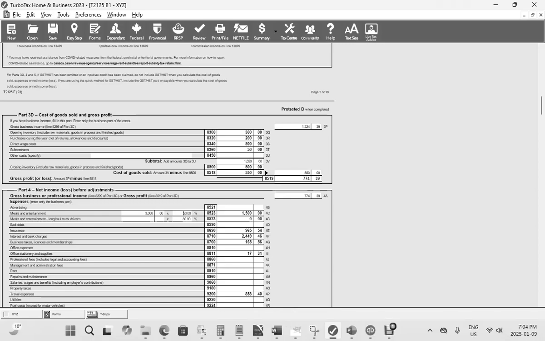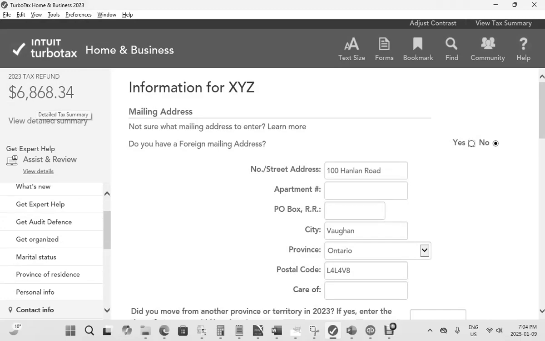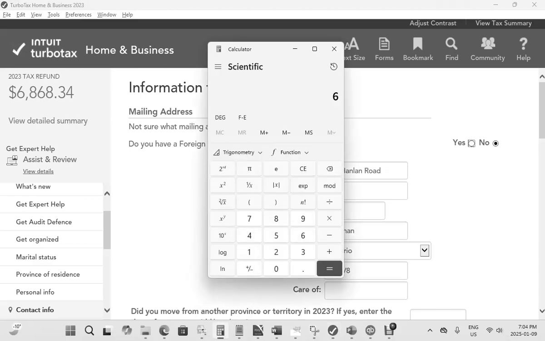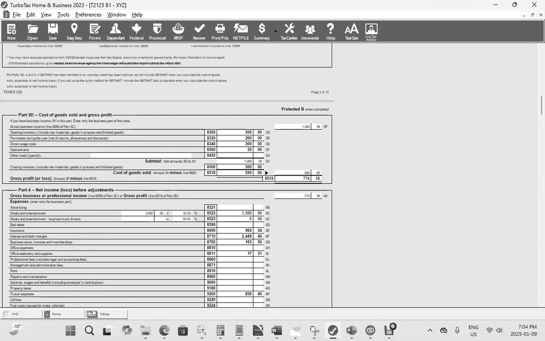Line 8523 is now $1,500. Notice the tax refund went up to $6,868.34. So that's a difference of just over $200, around $250, $248.03 to be exact. So let's change it back to what it was before.